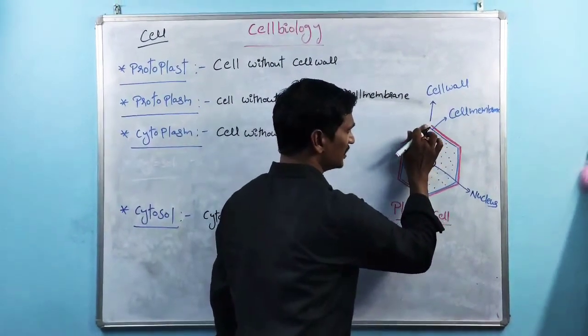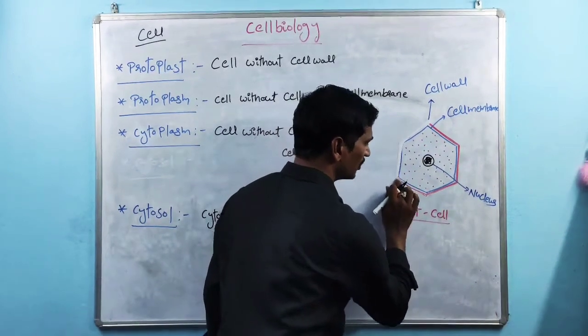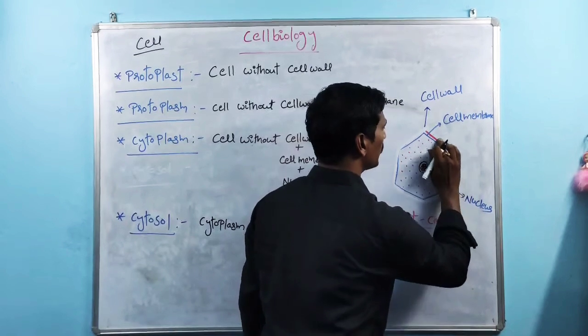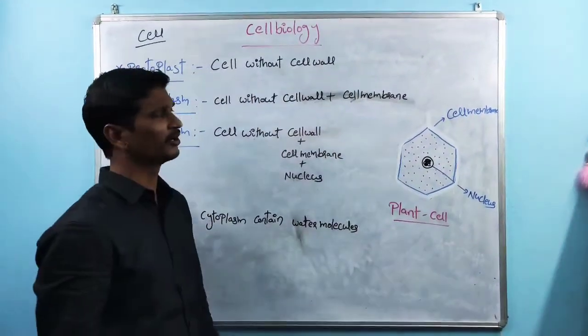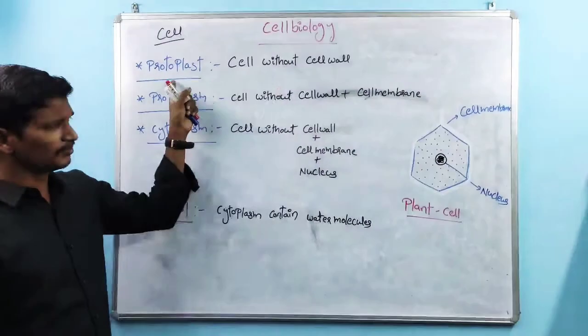Within that plant cell, if we remove that cell wall, the red color indicates here cell wall. If we remove the cell wall, the remaining part is called as protoplast. This is the protoplast.